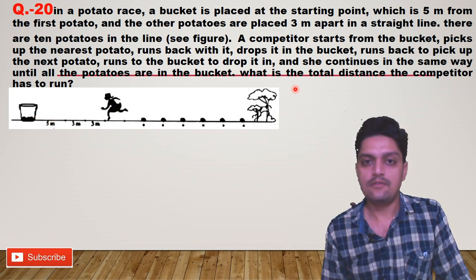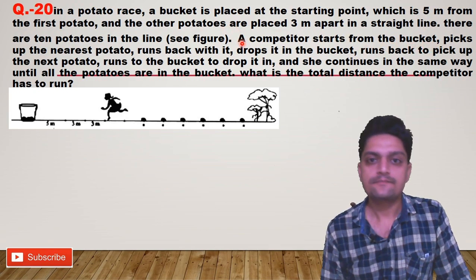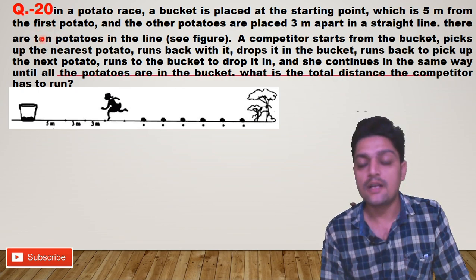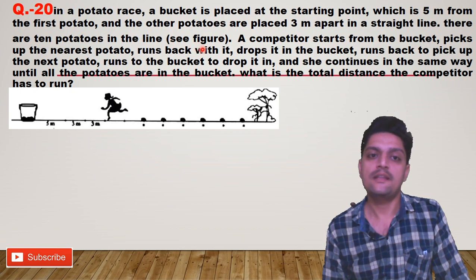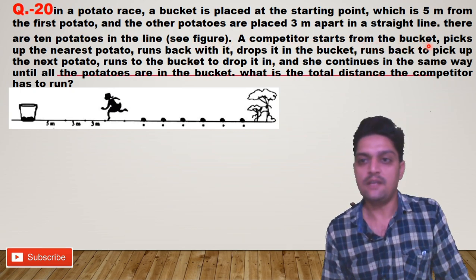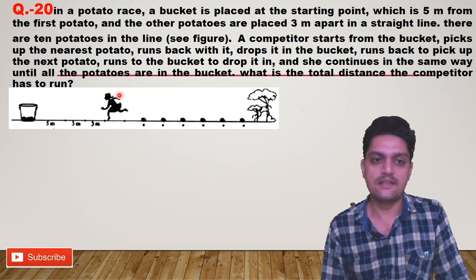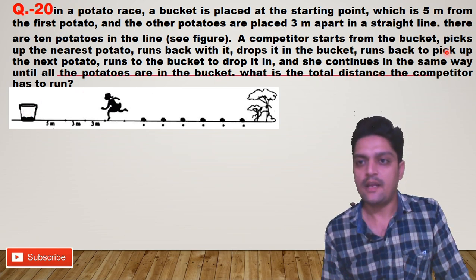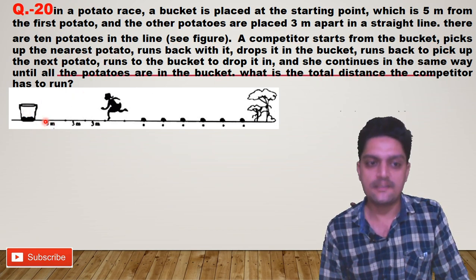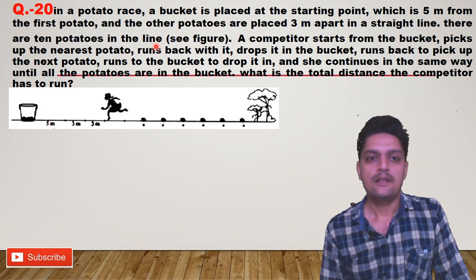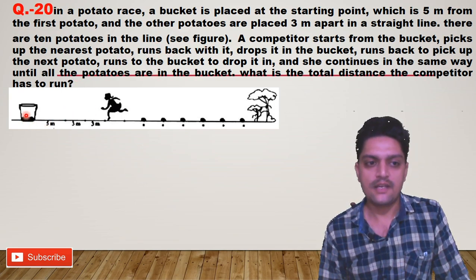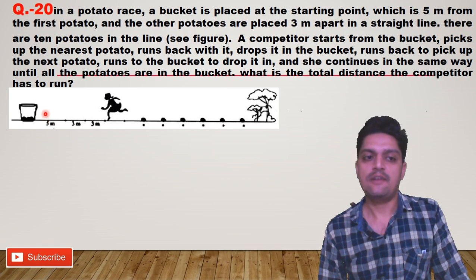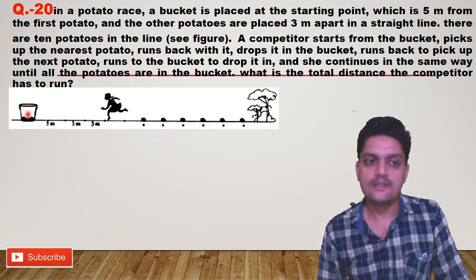Now here they have given that there are 10 potatoes in the line. This we have to focus on. The competitor starts from the bucket, she will start from here, as the picture is also given. She will pick up the nearest potato, the first potato, run back with it, and put this potato in the bucket.